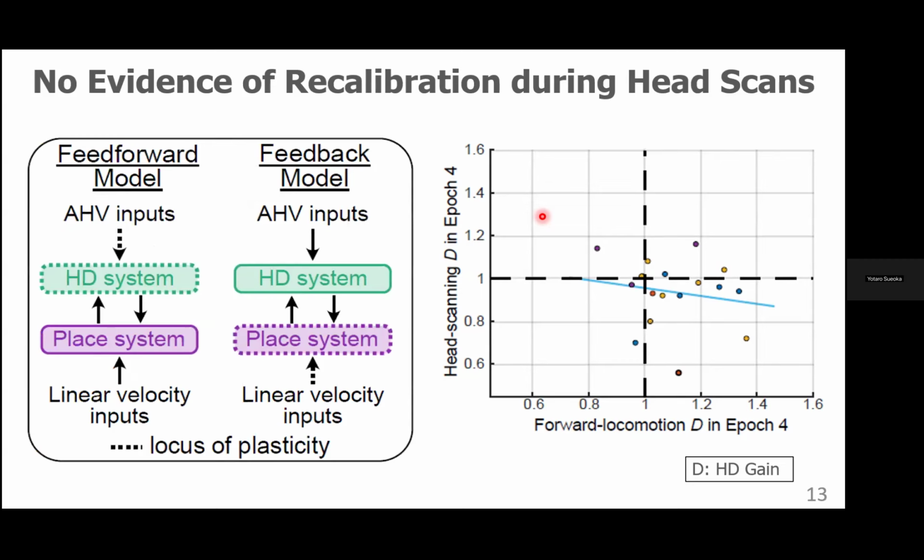So going back to the two models that we used to set up the question, the finding suggests either the feedback model in which the recalibrated gain exists in the place system, or alternatively that the head direction ring learned to exhibit two different gains depending on the behavior that the animal is taking. But regardless of the interpretation, the finding rejects the simple feed-forward model of recalibration.